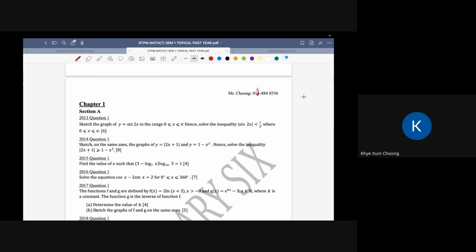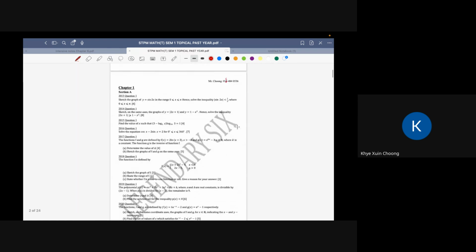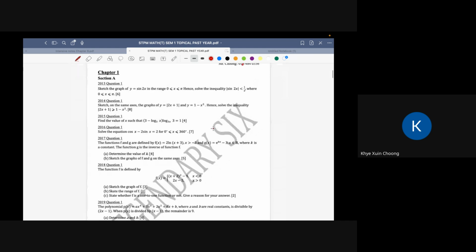Okay, so let us begin. Today, our main focus is chapter 6 past year. Then we'll talk a little bit about chapter 2. Then we'll proceed to chapter 6. Before that, let us try to analyse a bit about the STPM question. By looking at this topical past year, the past year is from 2013 until 2024.